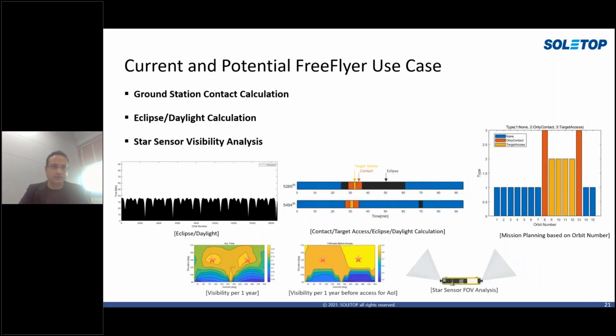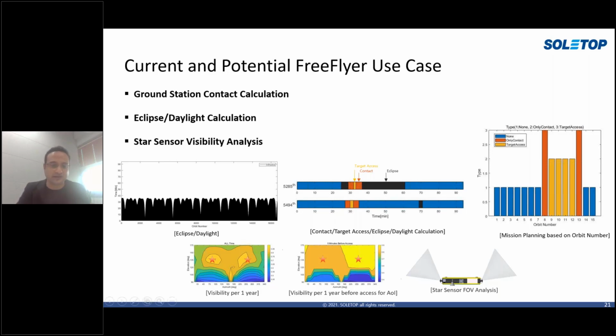So, ground station contact calculation. Everybody, as I mentioned, needs a maximum number of passes per day for a satellite. There have been very different and unique scenarios discussed with customers. One was ground station contact calculation, eclipse daylight calculation, and star sensor visibility analysis. All were demonstrated by our team here in Soletop and came out with various results, to be demonstrated live to the audience and customers here in Korea.